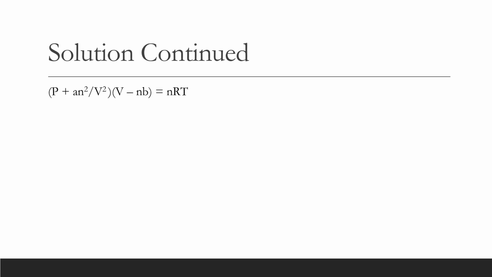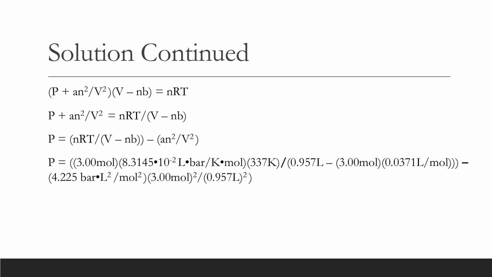So first, we're going to divide nRT over V minus nb. Now to isolate for P, we're going to subtract a times n squared over V squared from both sides. This leaves us with the equation P equals nRT over V minus nb, minus a times n squared over V squared. Now we simply sub all of our values into the equation and solve for pressure. Calculating this, you should get the answer that pressure is equal to approximately 57.9 bar.